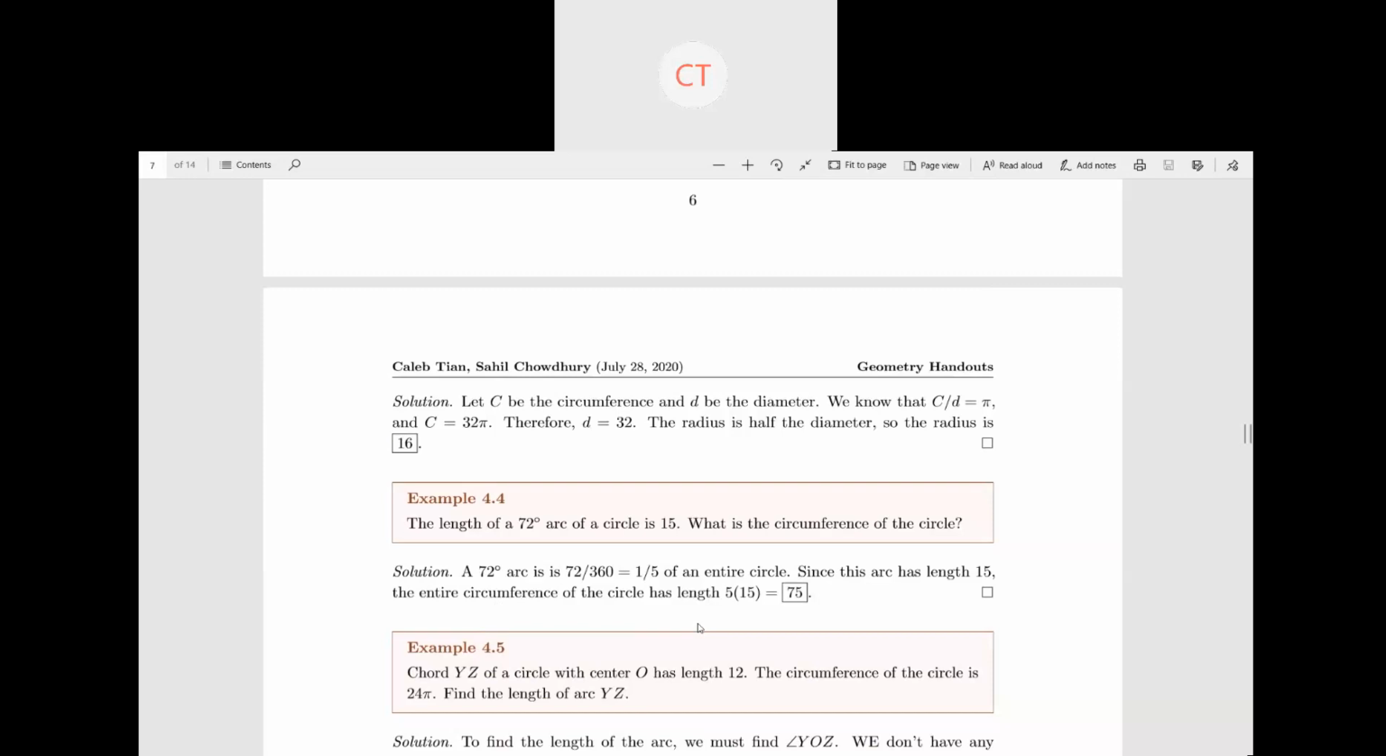Oops, let me scroll down. So we're given that each of the side lengths is 4. So we can find the area of these little triangles. Since each of these sides is 4, we can find that the legs of these smaller triangles are going to be 4 over square root of 2, which is 2 root 2. And each of the little triangles is just going to be the leg squared divided by 2, and that's going to be 4.